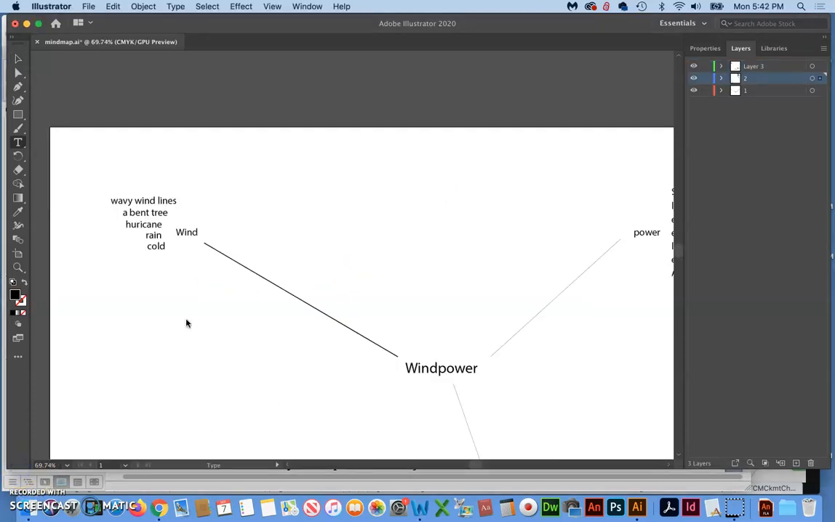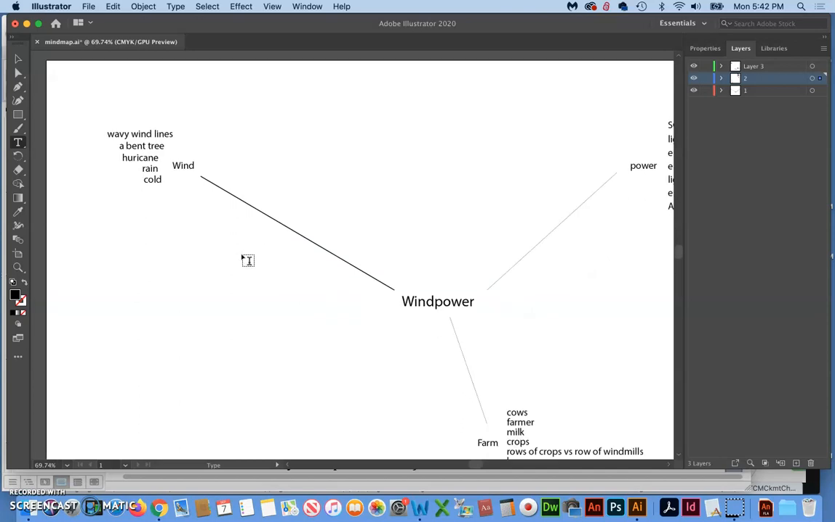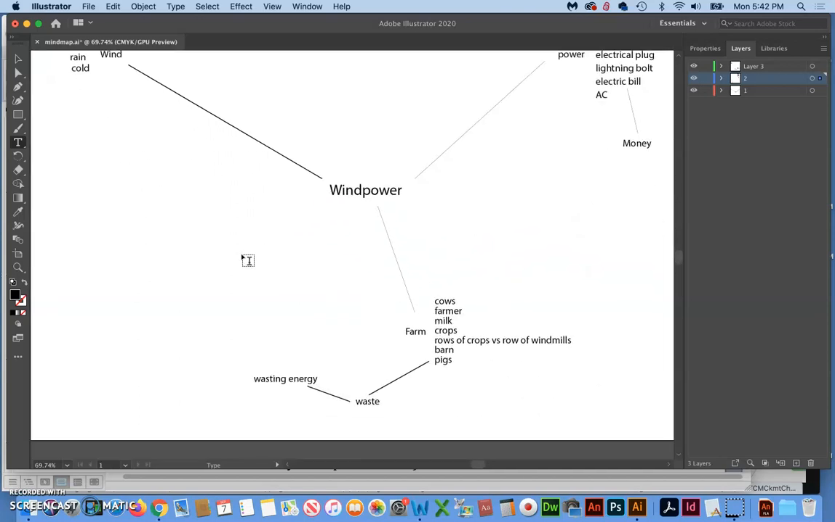And then I go over to wind and I write down everything that reminds me of wind, like wavy lines, a bent tree, a hurricane, rain, cold, and maybe even wavy lines. I want to draw the wavy lines in. If there are any visuals that you can put in there to help you, great. Wind power also made me think of farm, like a wind farm, and then farm made me think of cows, farmer, milk, crop, Rosa crop versus Rosa windmill.